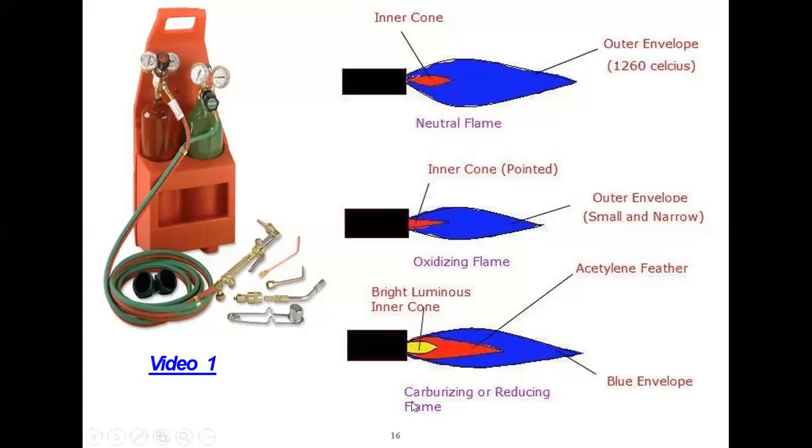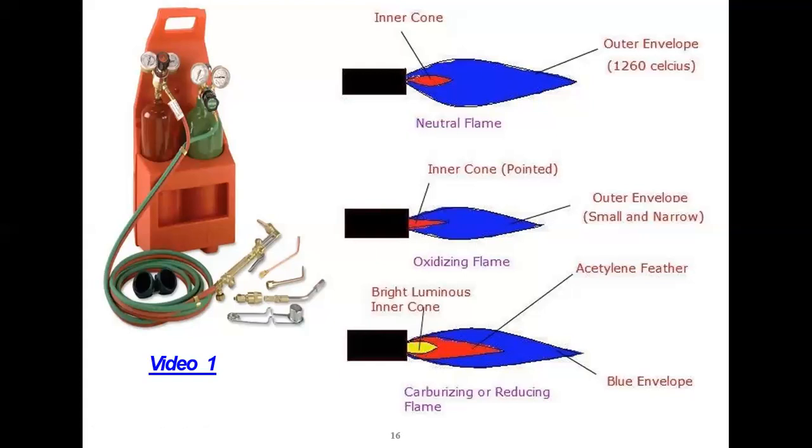Next, I'm coming to the third one, that is the carbonizing flame. Here we can see three types of cones. That is the inner bright cone, another is the intermediate cone, and the last one is the outer envelope. And we can see different types of colors. The inner part will be very bright and also sharp, and the second one will be the reddish portion, which is mainly called the acetylene feather.